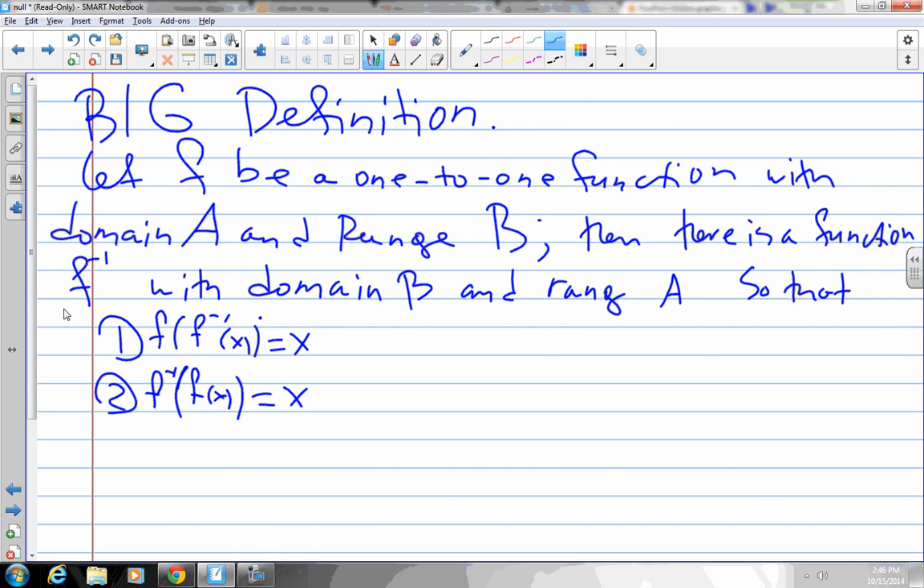It incorporated everything we just talked about. The one-to-oneness is there, and the fact that the domain of one function is the range of another function, and the range of one function is the domain of another function. Right?